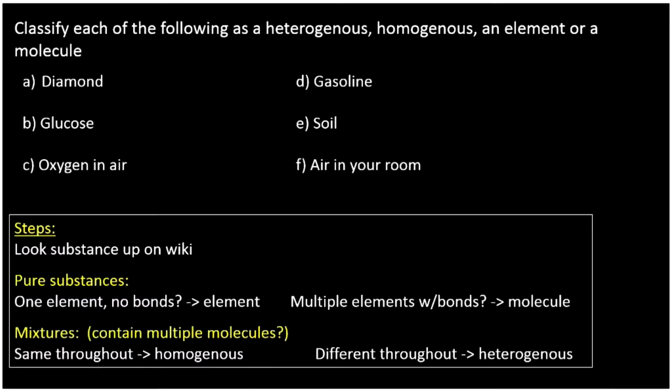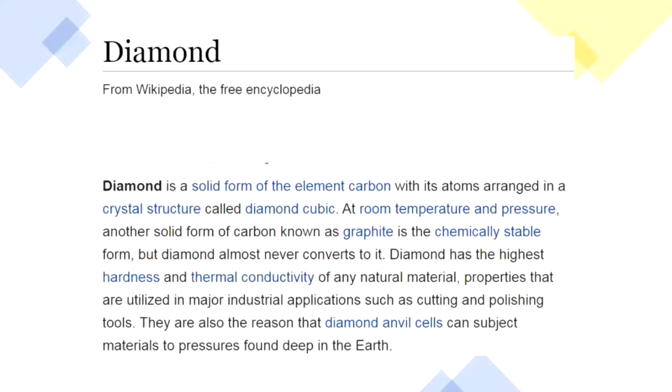So diamond. We're going to look it up on Wikipedia. And then we're going to ask these questions. Does it have a single element with no bonds? If so, it's an element. Does it have multiple elements with bonds? Then it's a molecule. If it's a mixture of multiple molecules and it looks the same throughout, we call that homogeneous. If it looks different throughout, we call that heterogeneous. So I'm going to go through each one of these on Wikipedia and we'll decide what it is. So first let's look up diamond. Ta-da, we looked up diamond.